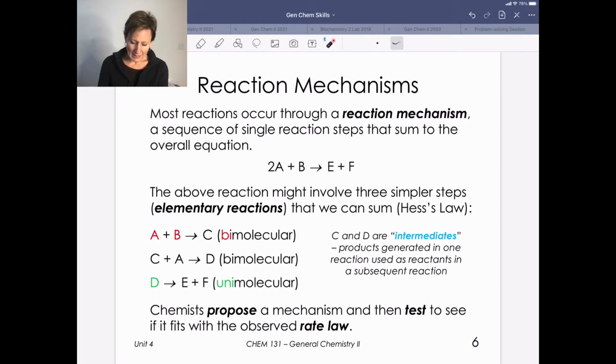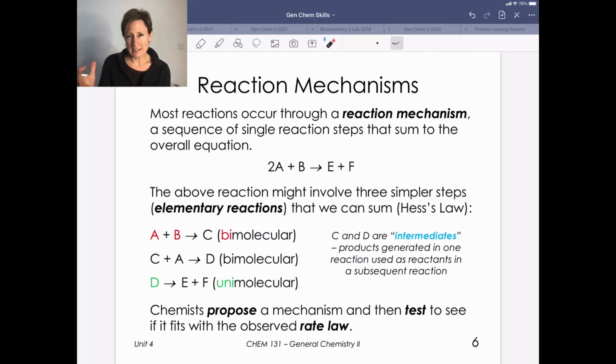The other thing I want to highlight here is these two processes are what we call bimolecular. Bimolecular meaning we have two molecules, an A and a B in this case, a C and an A in this case, reacting to form product. Okay? This last reaction is what we call unimolecular. Only one reactant undergoing chemistry to generate a product, or in this case, two products. We want to be able to identify the molecularity of these reactions because that's going to be an important step in doing this last skill here.